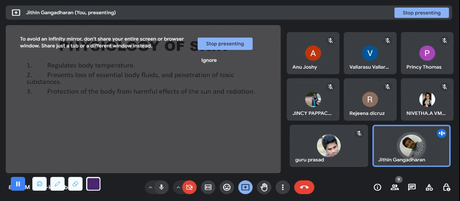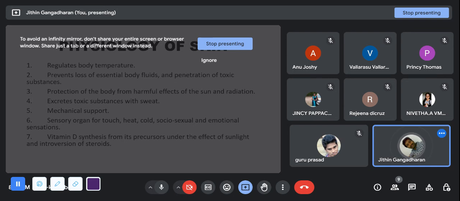It also protects your body from harmful radiations, like radiation from the sun. It excretes waste in the form of sweat. It gives mechanical support. Since it's the largest organ in the body, it also acts as a sensory organ. It helps in vitamin D synthesis: 7-dehydrocholesterol is converted into calcitriol, that is vitamin D. That is the vitamin D synthesis.